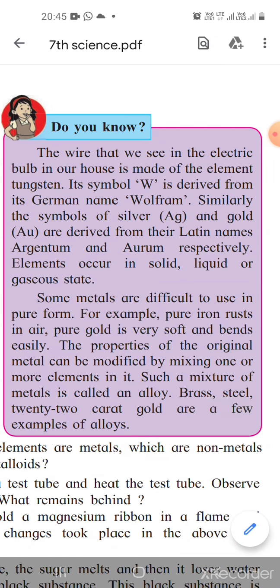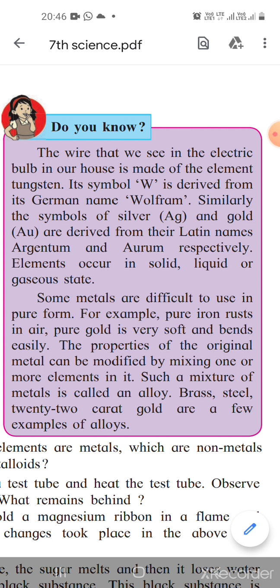Now, do you know the wire that we see in the electric bulb in our home is made from the element tungsten? Its symbol is W. It is derived from the German name Wolfram. Similarly, the symbols of silver, Ag, and gold, Au, are derived from their Latin names Argentum and Aurum respectively. Elements occur in solid, liquid or gaseous state. Some metals are difficult to use in pure form. Pure iron rusts in the air. Pure gold is very soft and it bends easily.